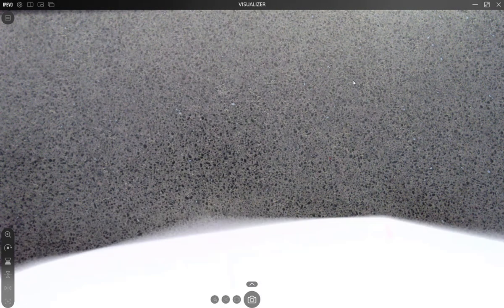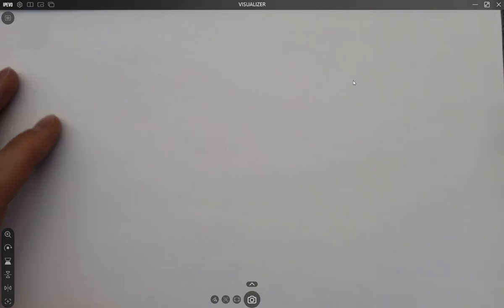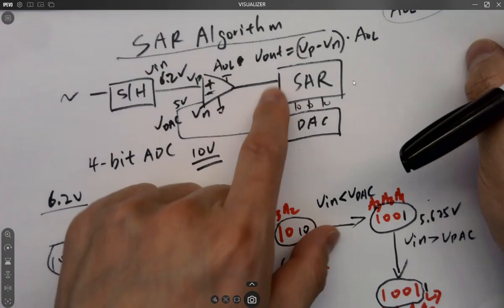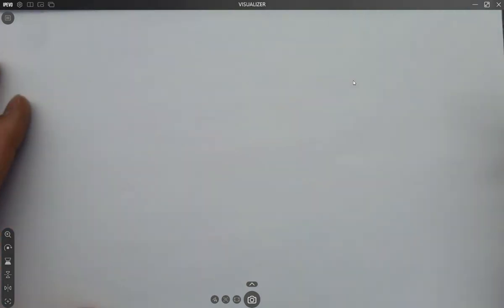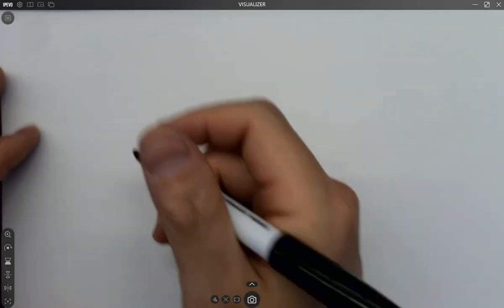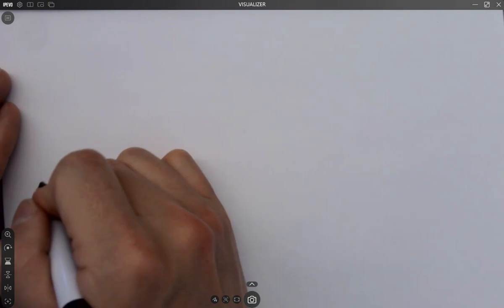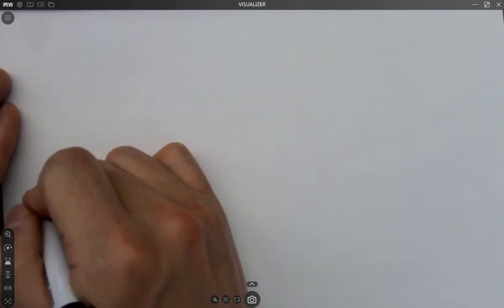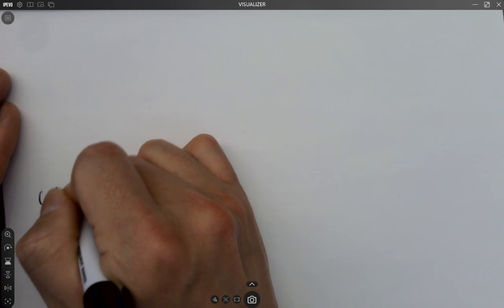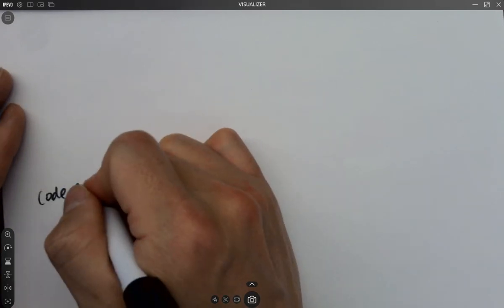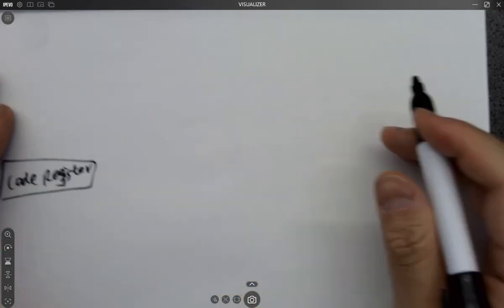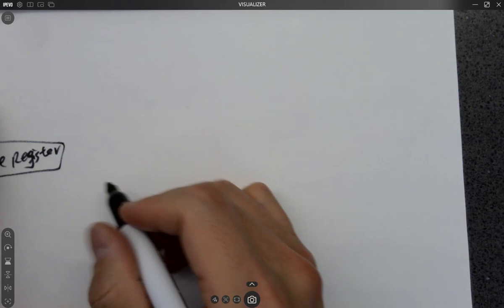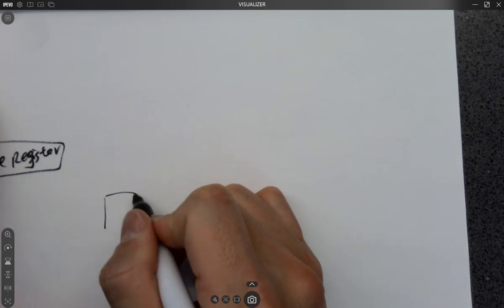As for upcoming assignments, it will be the SAR block. If you look at the whole diagram, it will be this guy. So there will be 2 different blocks of the SAR box, and the first one is called a sequencer. Sorry, it's a code register. Code register. Because there are 4 bits, we need 5 D flip-flops.